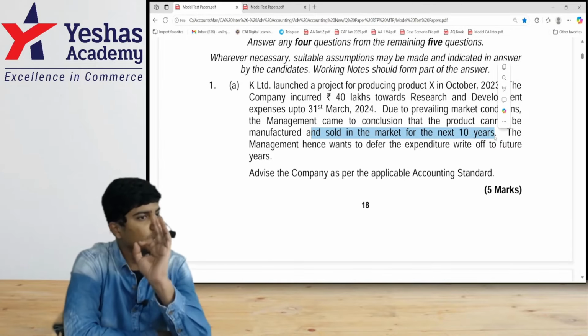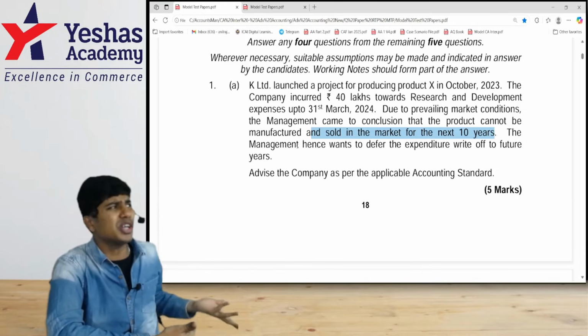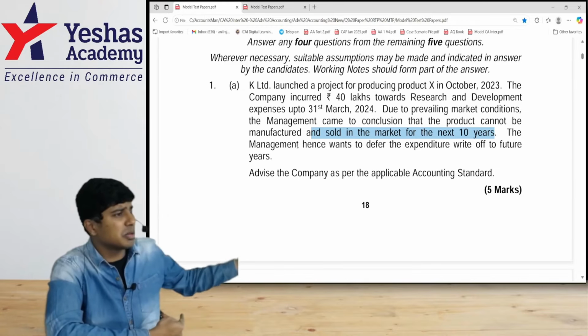Do you agree? What are they trying to tell? We've done a similar question in the class. The management hence wants to defer the expenditure to write off over future years. In our question, the chief accountant wants to defer it over next 10 years. Is it right? It is incorrect. Can they defer? No. You can defer an expenditure to the further periods only when there is going to be future economic benefit. There is no future benefit. In fact, there is no present benefit also. Whatever expenditure is incurred, it should be transferred to P&L account once and for all and then closed.